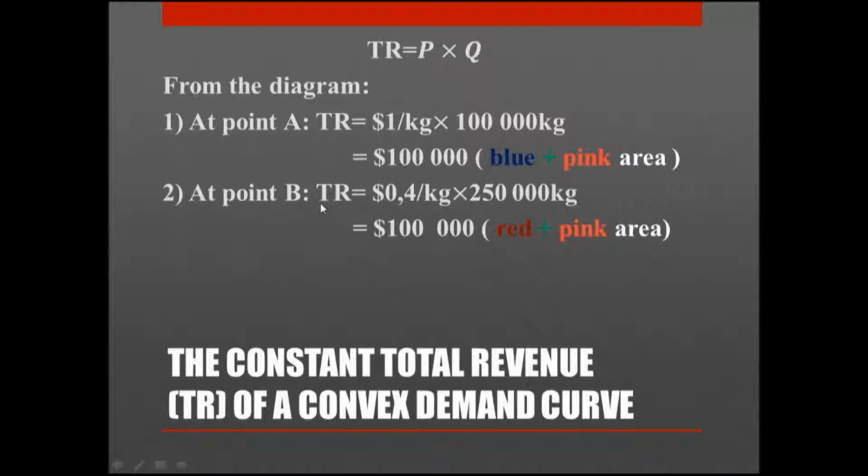The second point worth summarizing is that at bundle B, total revenue is the product between our price, 40 cents per kg, and 250,000 kgs. Now the product between the two gives us $100,000, being the red plus pink area. So this is just a summary of what we developed on the previous slide, which is neatly written out for you.